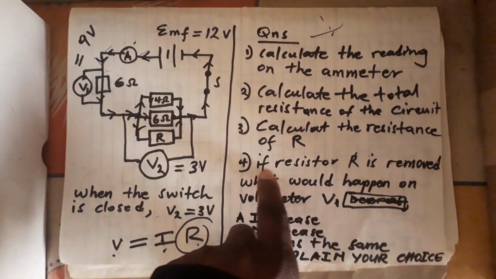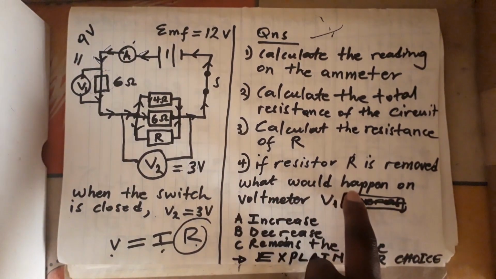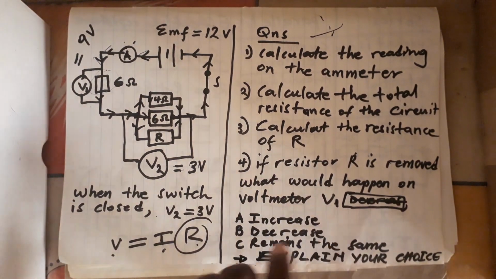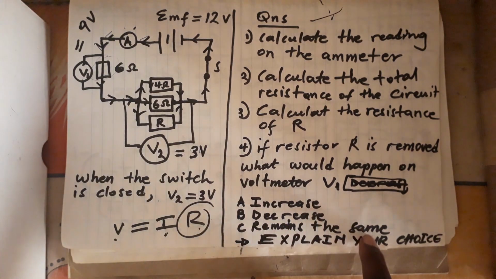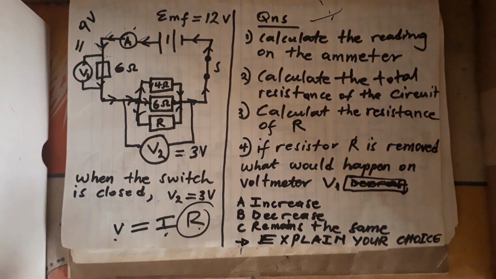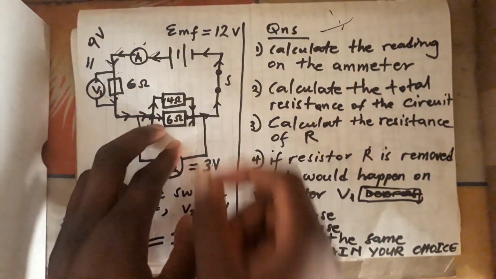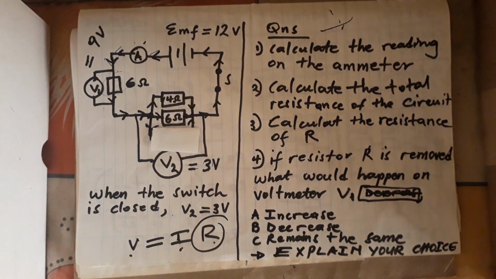So if resistor R is removed, what would happen on voltmeter V1? And then you have three options here: increase, decrease, or remains the same. And then you have to explain your choice. This one is now removed. I'm going to use this paper to close here. So it means that we are going to have a circuit like this when resistor R is no longer there.